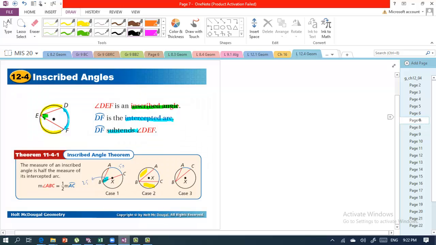We can see the inscribed angle DEF here, in this green part. I have shaded it, and we can see that the intercepted arc is DF, with its endpoints located between. The arc DF subtends the angle DEF, definitely.